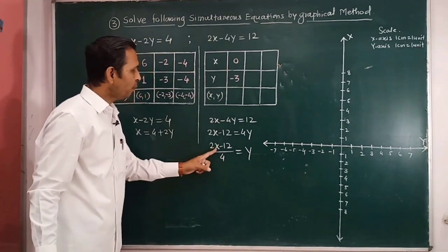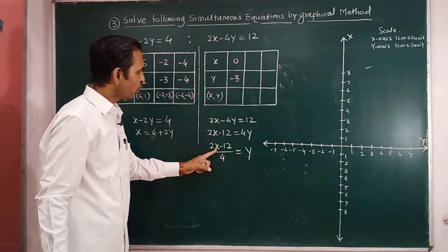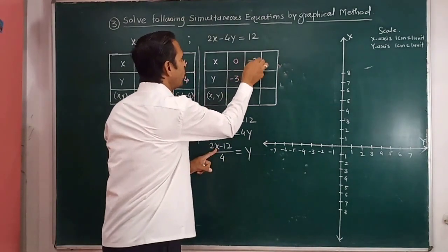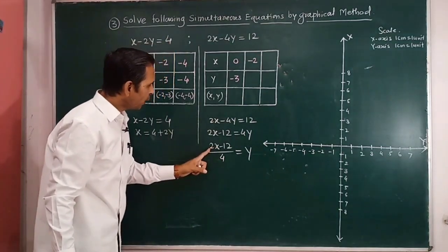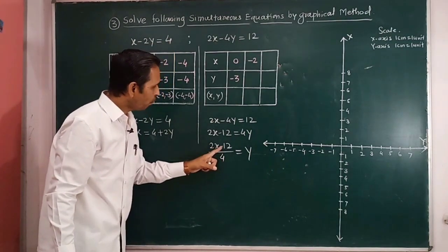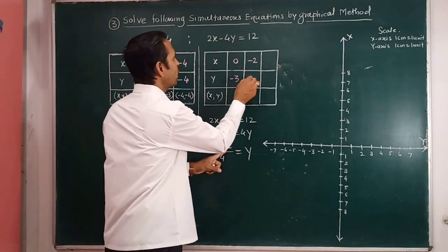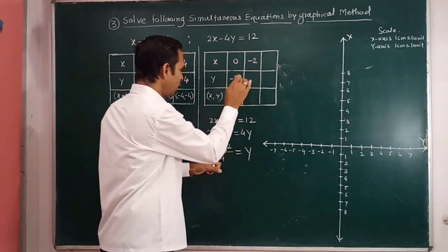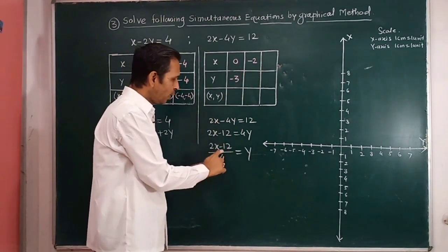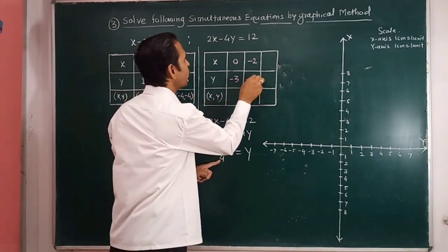Again take the value of x is equal to minus 2. Minus 2 into 2, that is minus 4. Minus 4 minus 12, that is minus 16, and minus 16 divided by 4 is equal to minus 4.